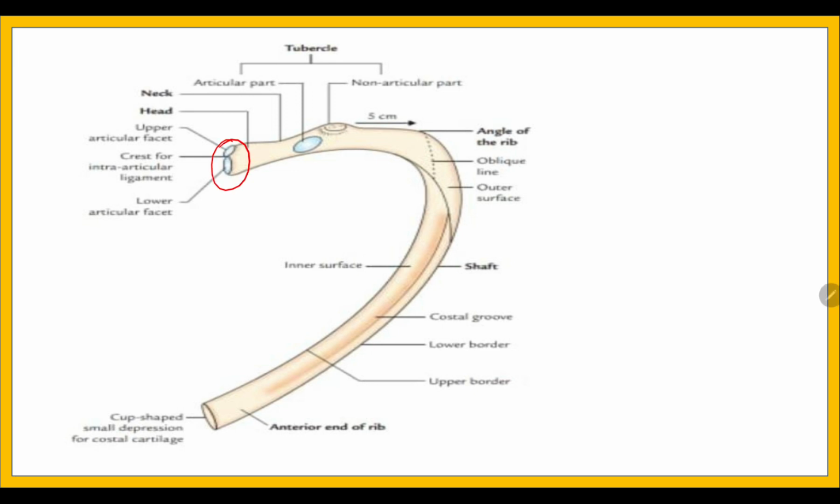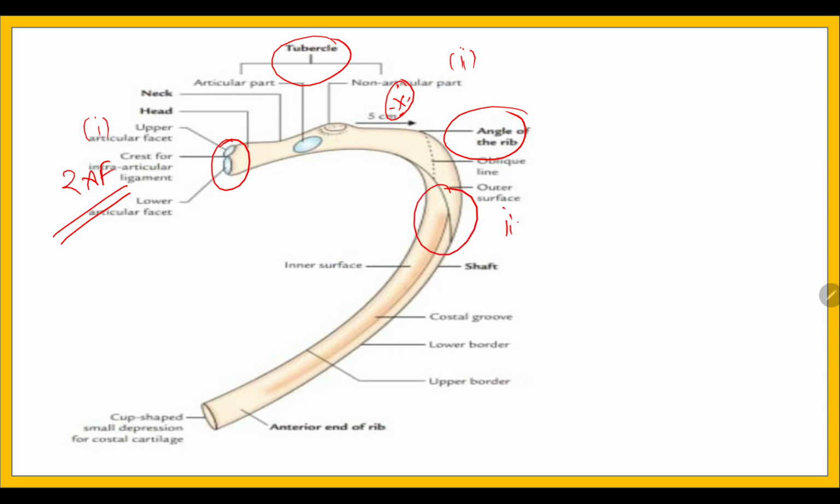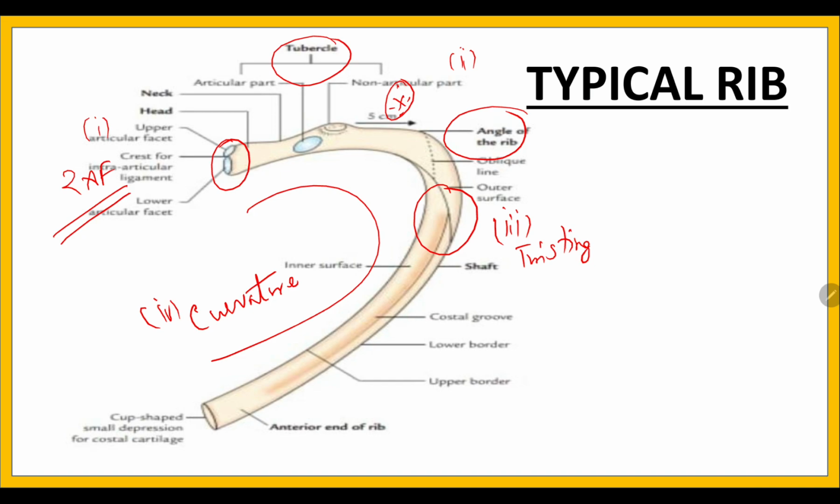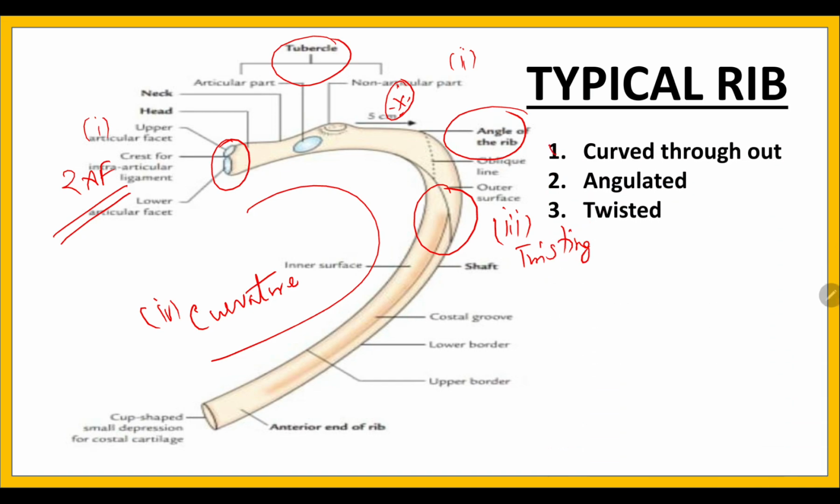First thing here to say is this has 2 articular facets. Next is there is a tubercle, but the angle which is formed from the tubercle is 5 centimeters. This is the second point. And next point is there is twisting. There is complete curvature. Based on these, we are going to say this as a typical rib, because a typical rib has 3 important features. One is curved throughout, angulated at two sides, and it is twisted. We know the typical ribs are rib 3 to 9. Typical rib.